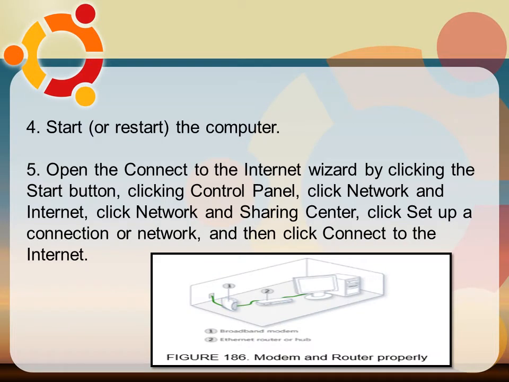The next, start or restart the computer. Then open the Connect to the Internet wizard by clicking the Start button, clicking Control Panel, click Network and Internet, click Network and Sharing Center, click Set up a connection or network, and then click Connect to the Internet.